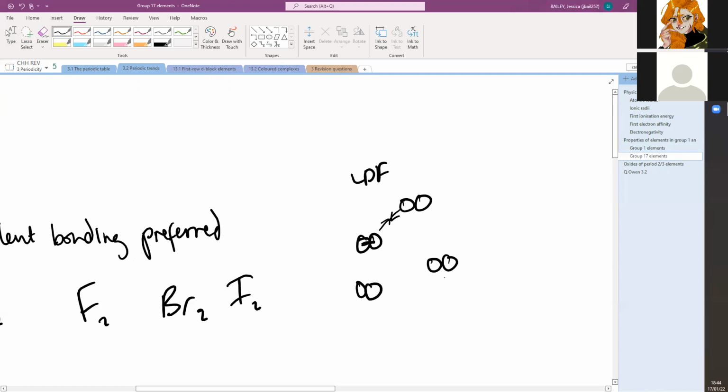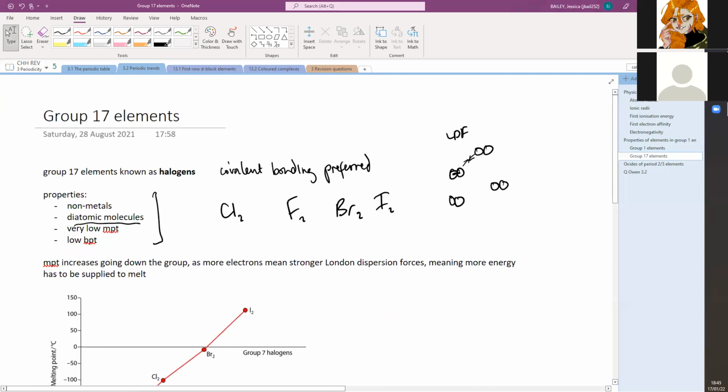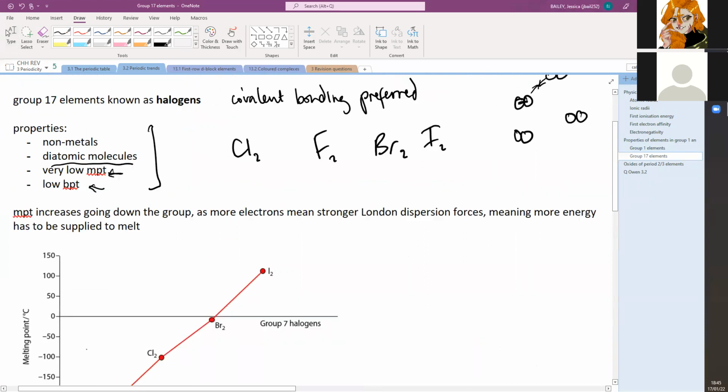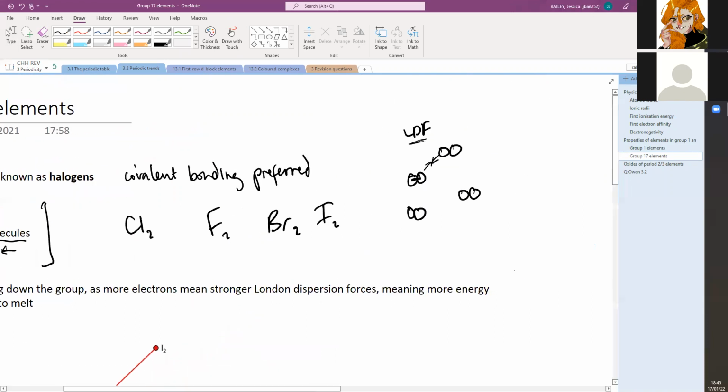And remember, London dispersion forces are really weak. They're the least strong out of all of them. And so this is actually quite low, and hence their melting points are low and their boiling points are low because they have to rely on London dispersion forces to do everything. They've got no polarity of their own. They're not some sort of giant covalent structure. They're just floating around. They look like this.